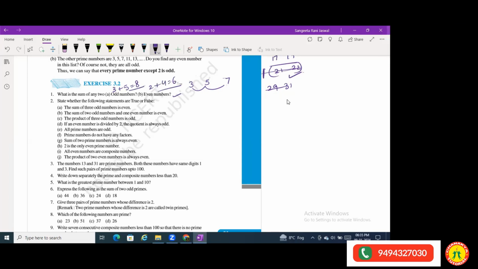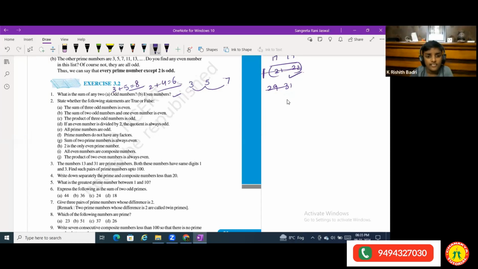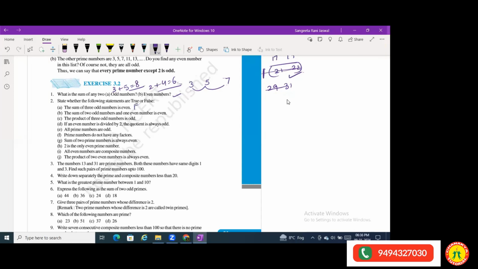Now state whether the following statements are true or false. The sum of three odd numbers is even. Is that true? If you have 3 plus... no, ma'am, false.